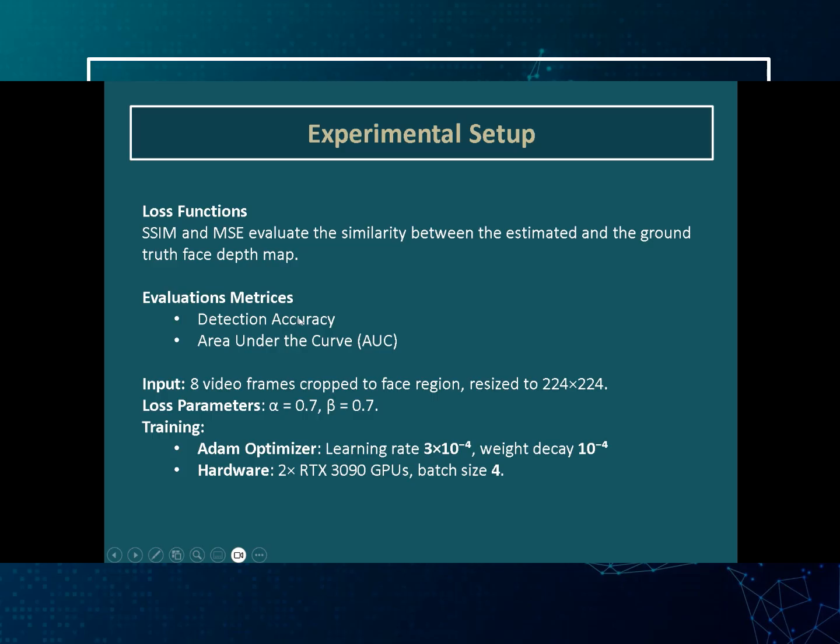And for the evaluation metrics, they're using the detection accuracy, but the most important is the AUC, because the AUC gives us the detection accuracy at all different thresholds. They use 8 video frames, and each frame is resized to 224 by 224, which is exactly the face part from the videos. For the training, they use the Adam optimizer with these parameters. Hardware is the RTX 3090.